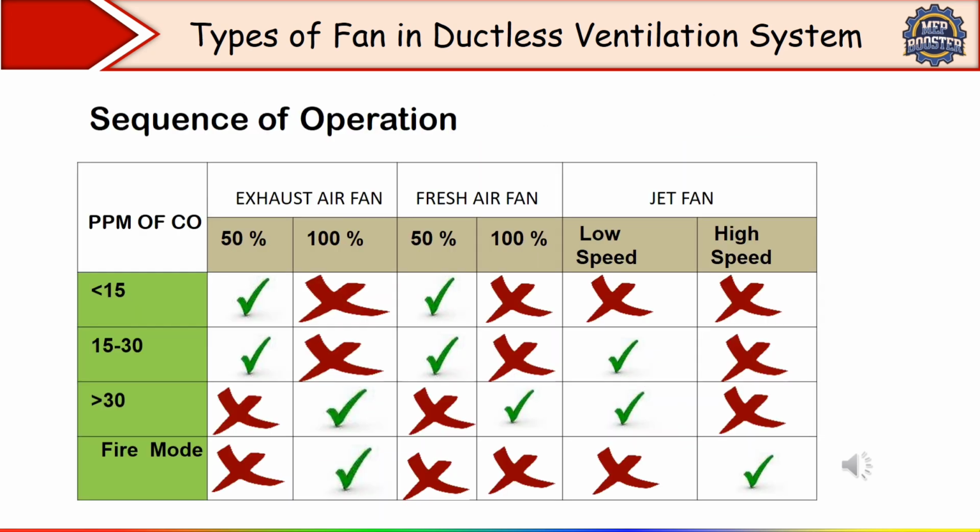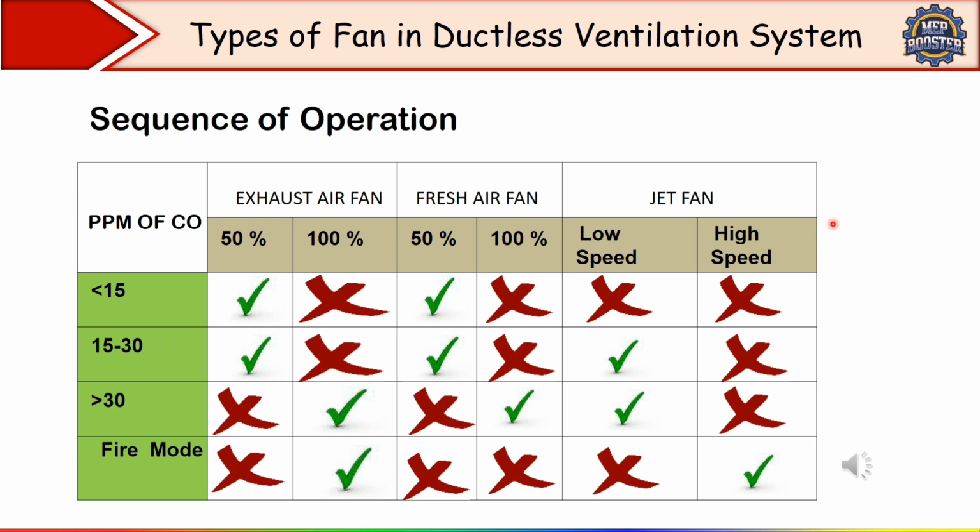Now see the sequence of operation. Here in the first column, the ppm of carbon monoxide, parts per million of carbon monoxide, is given, and then the exhaust air fan, fresh air fan, jet fan, all these parameters are given. Suppose your carbon monoxide is less than 15 ppm in the basement. The exhaust air fan will run at 50% speed. The fresh air fan also we have to run at 50% speed, because this is the normal mode. So both fans run at 50%.